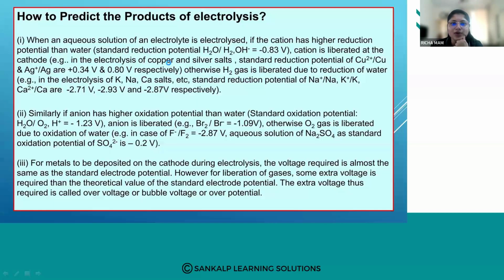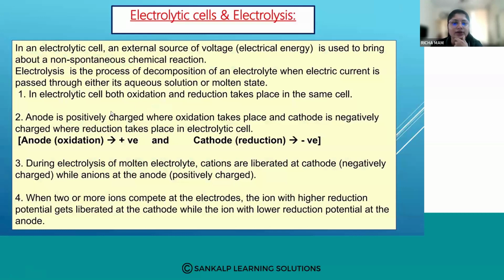So in an electrolytic cell, what happens? You have two electrodes in the same electrolyte solution, and in the same cell, oxidation and reduction take place. Here the anode and cathode, the two electrodes, are oppositely charged as compared to an electrochemical cell. So your anode here is positive and the cathode is negative. The anode undergoes oxidation, and the cathode undergoes reduction.